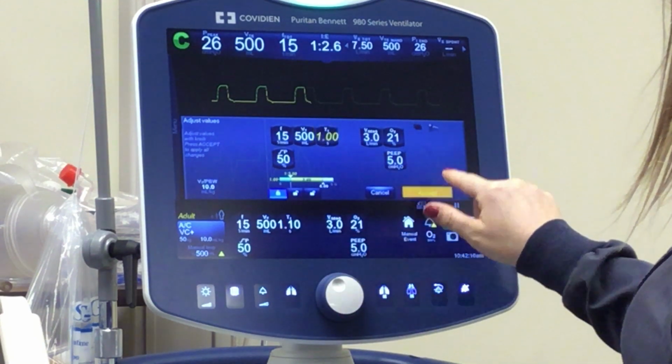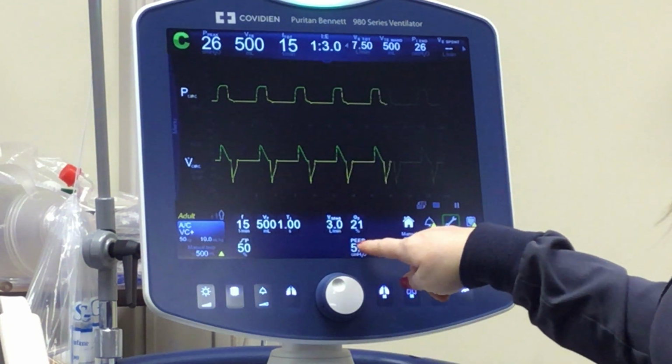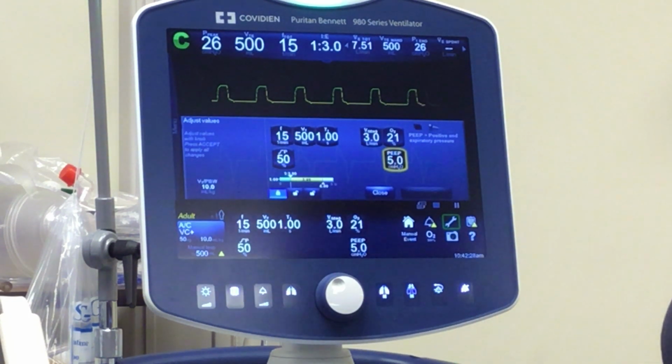Good. So, all right. Another setting we can set is PEEP. Can you point to the PEEP? It's over here. And what is the initial setting for PEEP? 5. Baseline. All right. When do you increase PEEP?